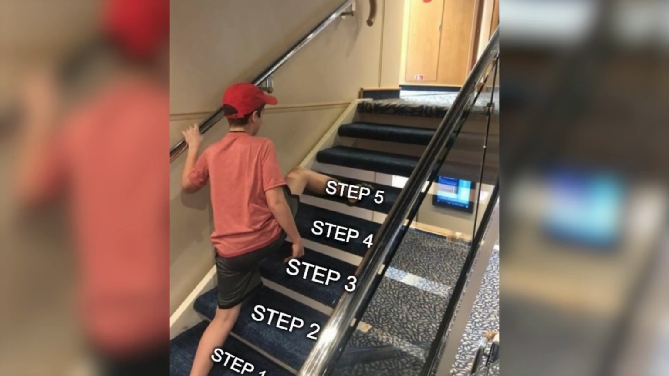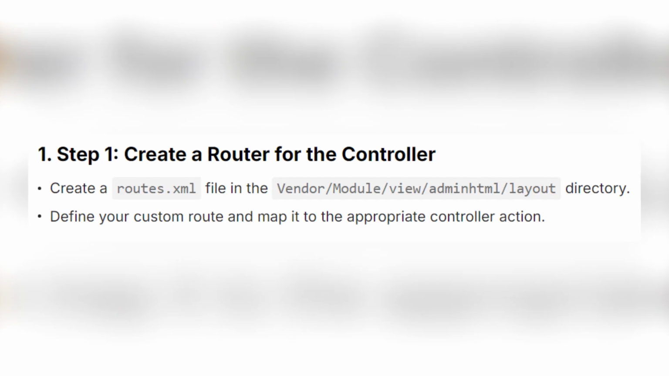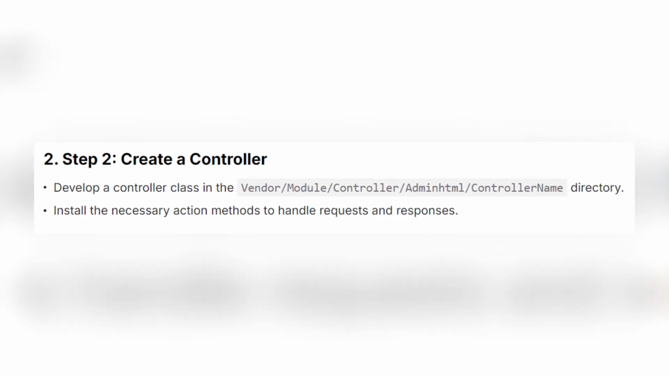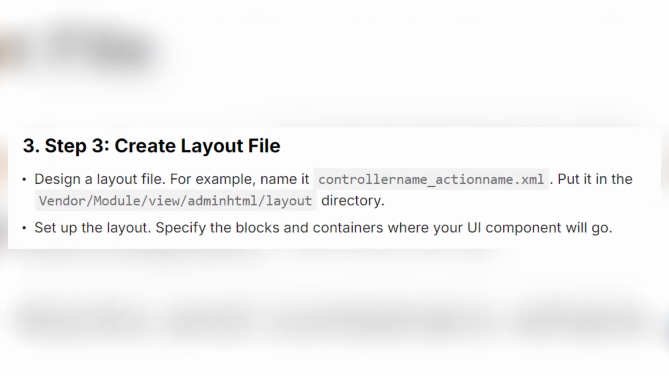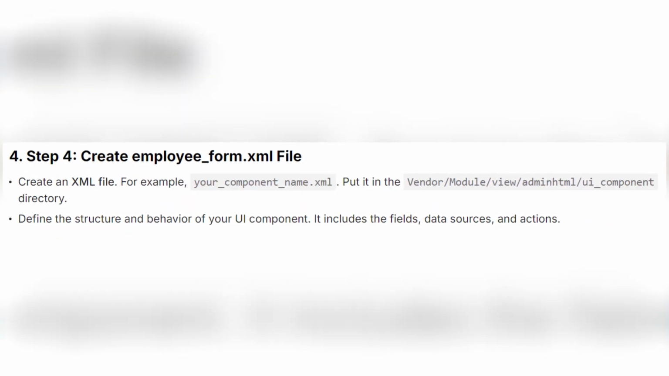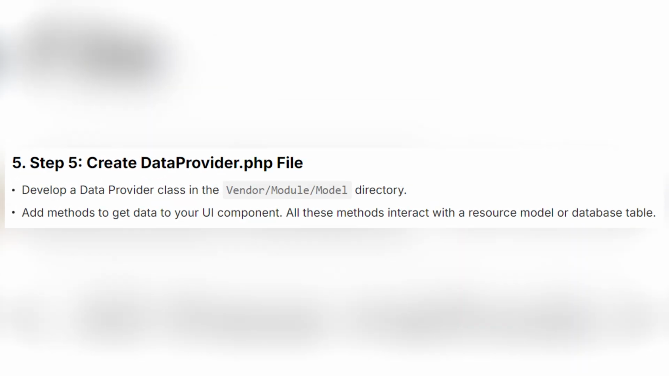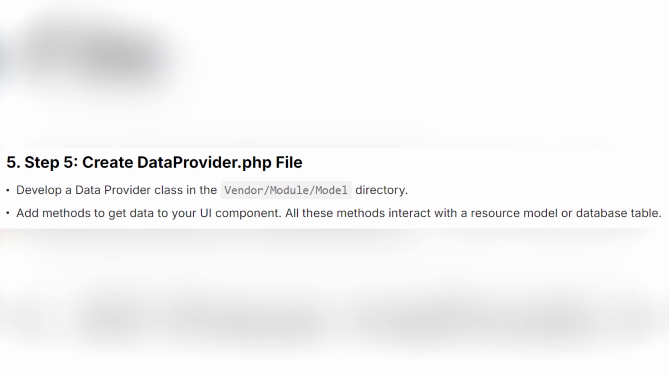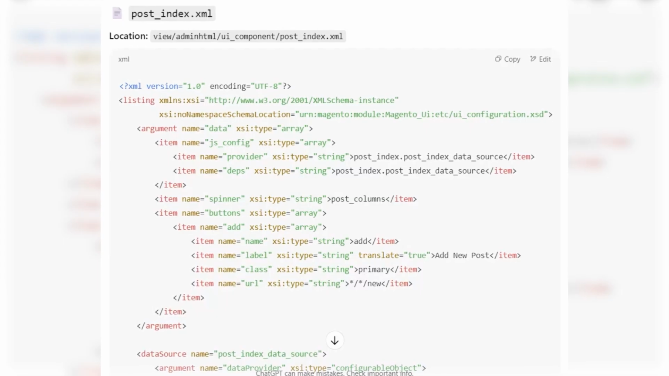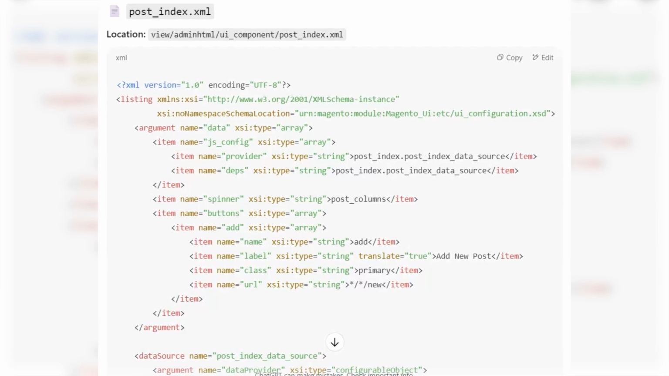Creating a UI component involves 5 key steps. First, you create your router to handle the URL. Then, build your controller to manage the logic. After that, set up your layout file to define where the component appears. Next comes the component XML. This is where you define your fields, data sources, and actions. Finally, you create your data provider to connect everything to your database. With tools like ChatGPT, you can now generate much of that XML structure automatically, saving hours of manual coding.